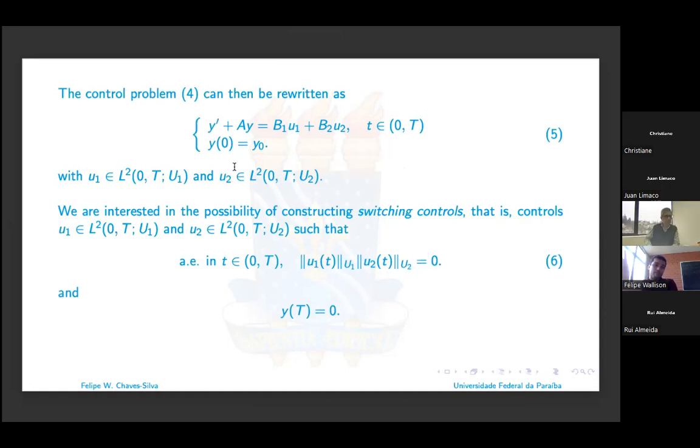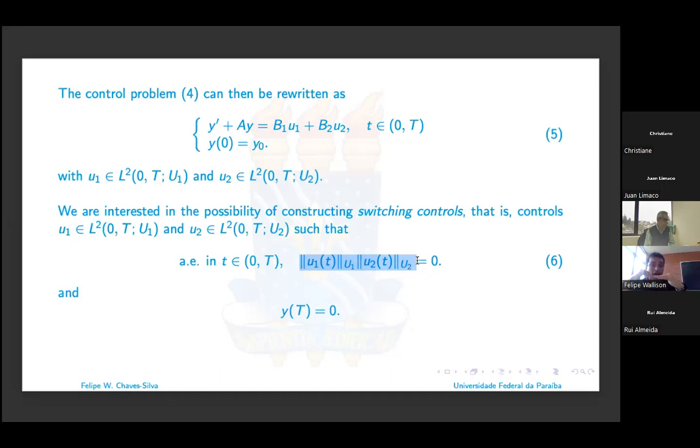Of course, if I could possibly control with one control, this question of switching wouldn't be interesting at all. Your control would be only U1, for instance, and U2 would be zero. So this question would be trivially satisfied. But of course, for Stokes in 3D, I cannot control with only one control. So I need to find, for instance, U1 and U2. There is another thing that you can infer: if I knew a priori that the Stokes system was not controllable with two controls, I could not ask for the two controls to be switching, because you cannot control globally with two, so you could not ask for switching.